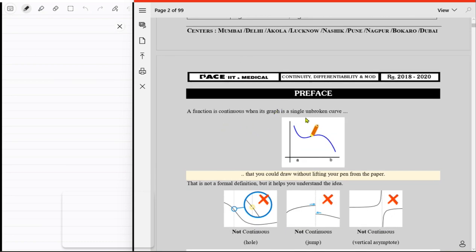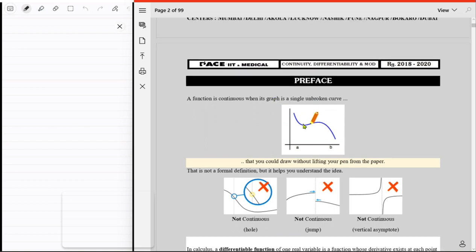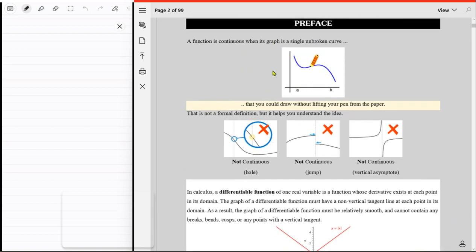A function is continuous when its graph is a single unbroken curve. Yeah, you can say so. And they are saying unbroken: there can be a sudden shift in the slope. That's not breaking, all right? So you might have a curve like this. This is still unbroken. You might have something like mod x. This curve is bent, it's not smooth, but it's still continuous.